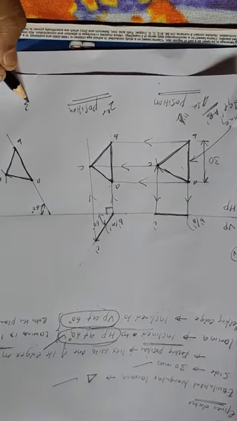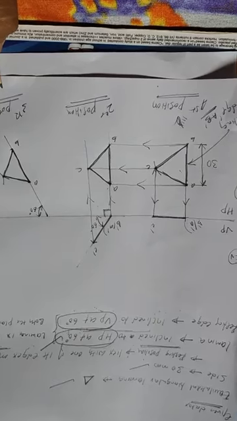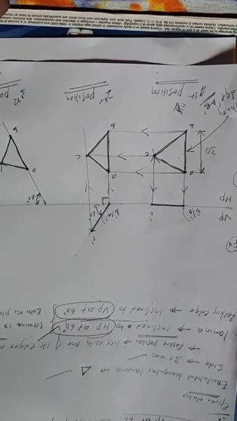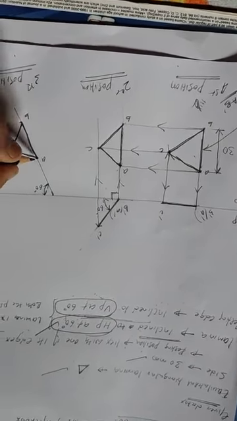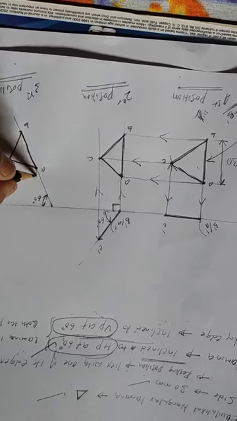Now this is the third position. What is the third position? The lamina is inclined to both the planes. Then draw from this top view of the lamina its front view. How do you see the front view?